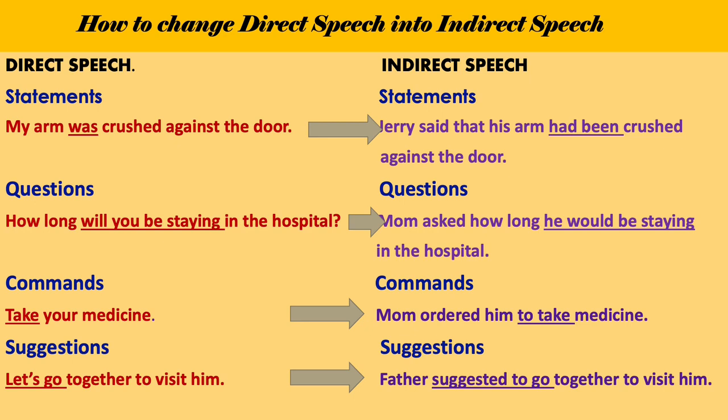Alright? Next is commands. In commands, the action is more important than the doer, so it comes to the front. But in indirect speech, we make it an infinitive. Mom commands Jerry, "Take your medicine." So we convert it to, Mom ordered him to take medicine. The additional word we use in commands is "to."